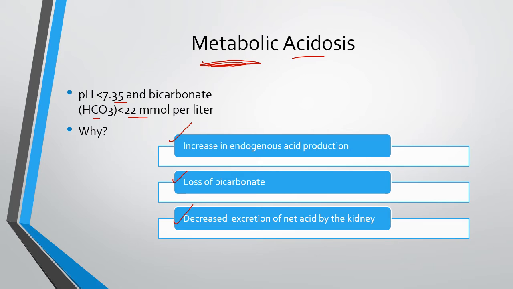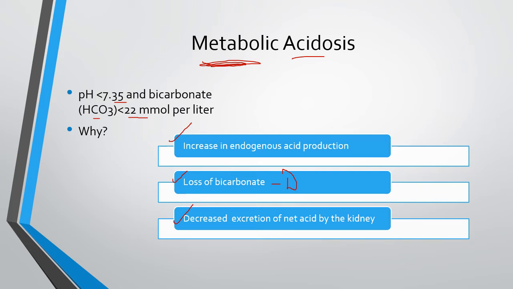So the first point that I put was increase in endogenous acid production. What are these acids? These can be lactic acid, it can be keto acids, it can be acetylsalicylic acid, aspirin, etc. Now the second point is loss of bicarbonate. When does this bicarbonate get lost exactly? This occurs in diarrhea. And the last one, decreased excretion of net acid by the kidney.